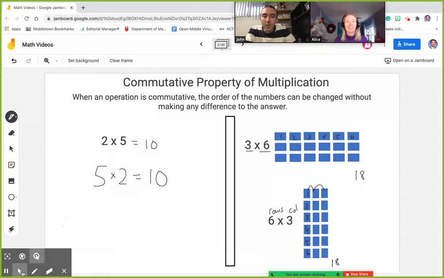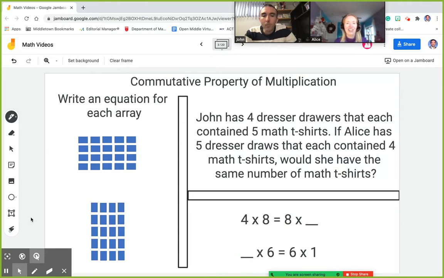All right, let's go to the next slide. Okay, so I'm going to tackle the problems on the left, write an equation for each array. So I'm just going to take a look at each one, and looking at the first one, I can see I've got 4 rows and 5 columns. So this equation is going to be 4 times 5.